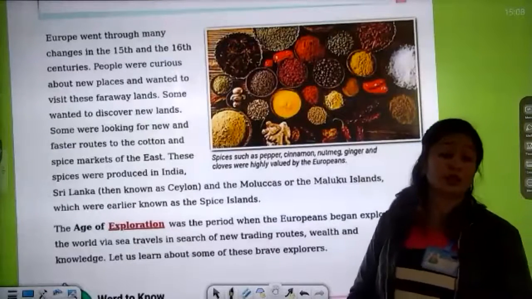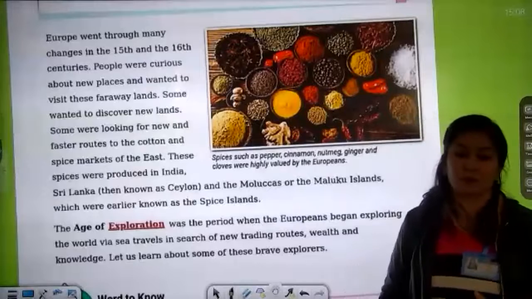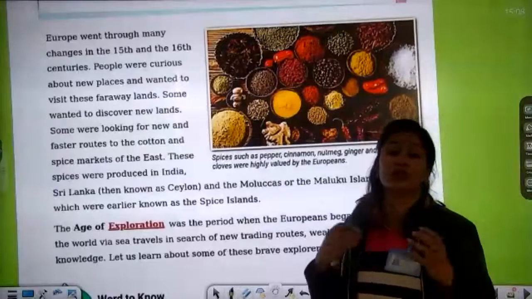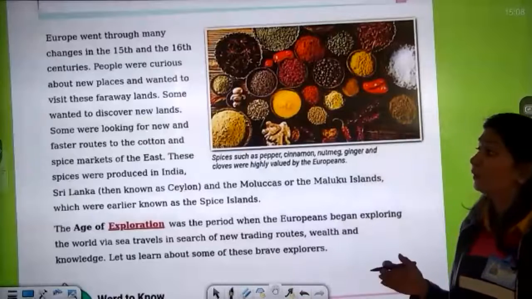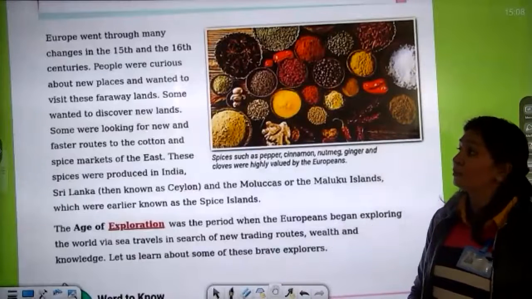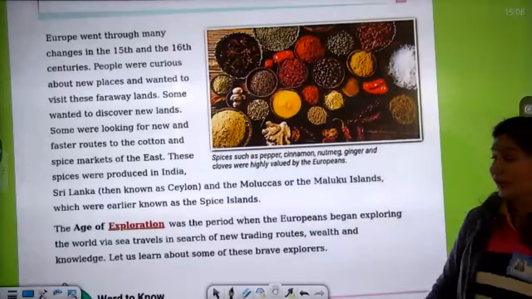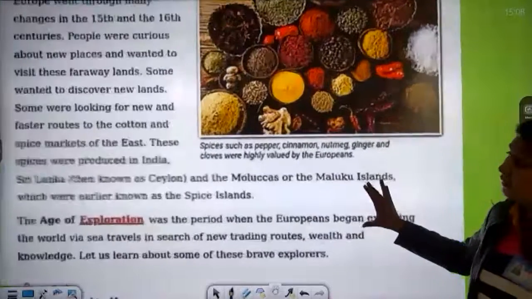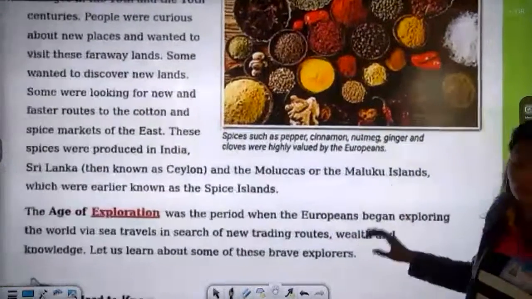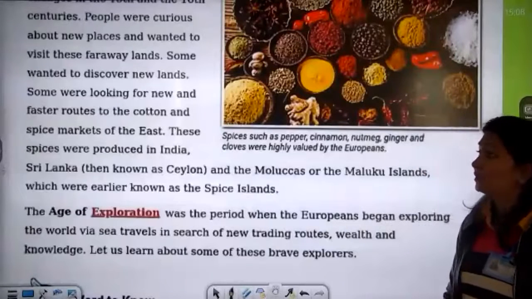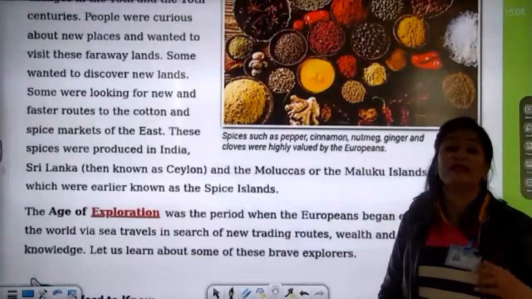People were curious. Curious means eager, eager to know about things. So people were curious to know about the new places and wanted to visit these faraway lands. Yes, some were looking for new and faster routes.